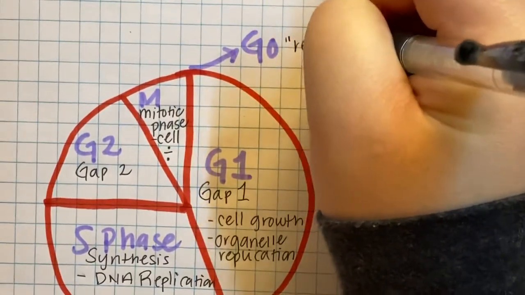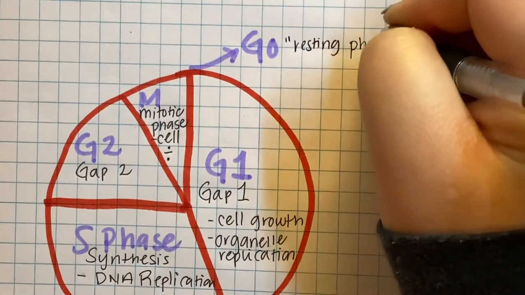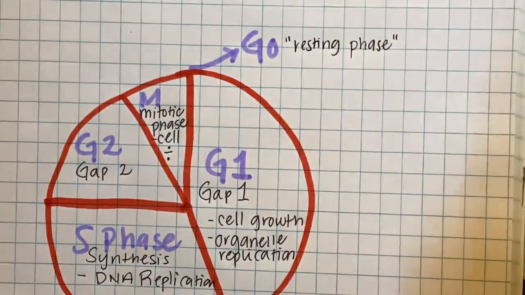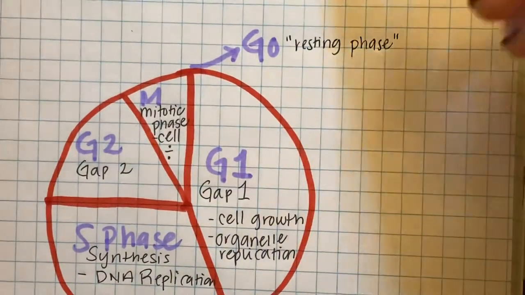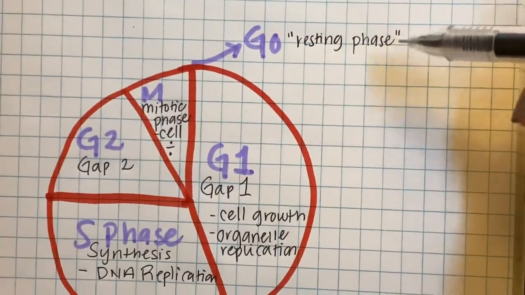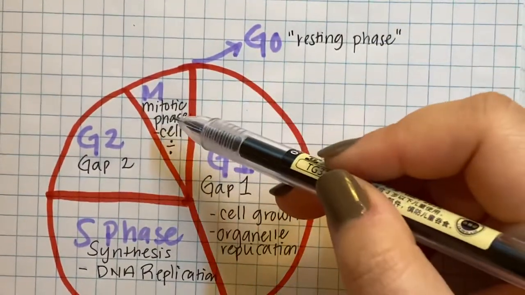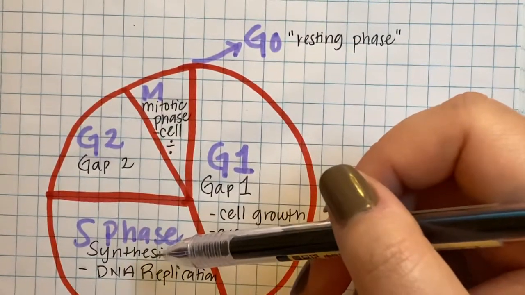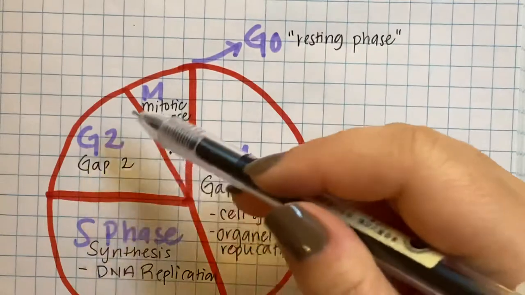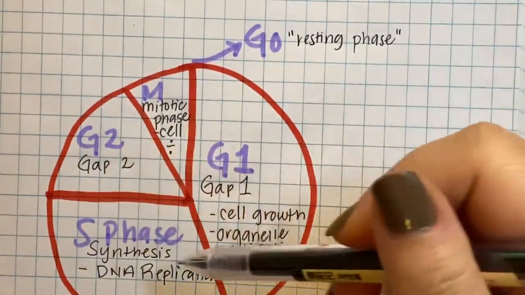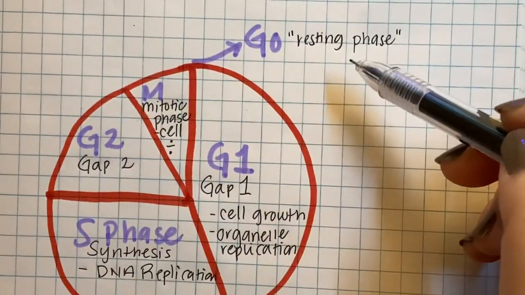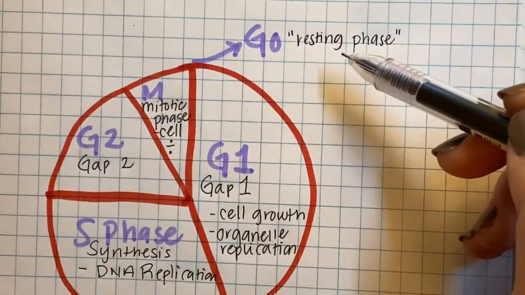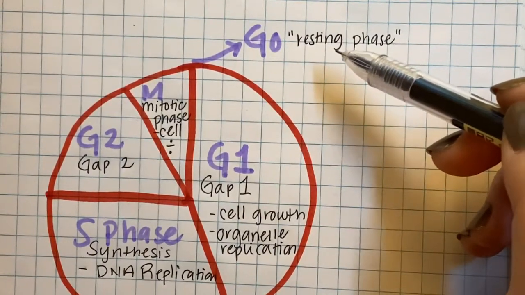I'll just grab my pen that doesn't have any ink. She's dying. This is where cells go when they're not actively dividing, or this is where cells go if they didn't divide properly, they didn't grow properly, they didn't replicate their DNA properly. So if there was any mistake or error that was caught during the cell cycle, cells would be sent to G0. So they won't divide, which is good, because otherwise it can lead to cancers, right?